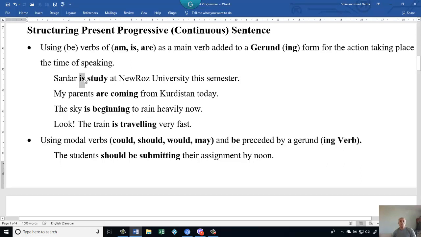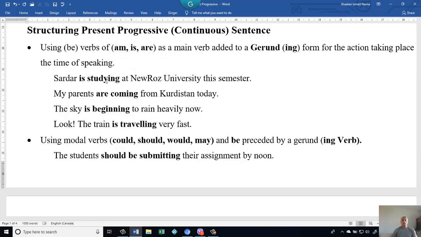If we delete the ing form, then we will have Serdar is study at Nowruz University this semester. Here we will have two verbs. This is going to work as an auxiliary verb, and also study as a main verb. Here we cannot have two main verbs in one sentence. The reason we have to change study to studying is to have a good sentence: subject, verb, gerund, then the rest of the sentence.